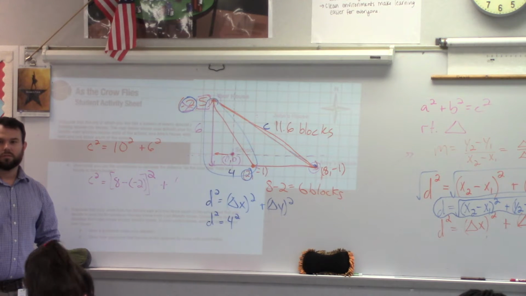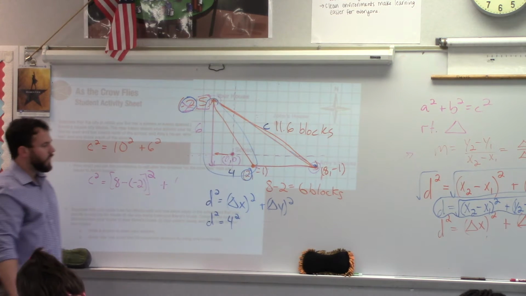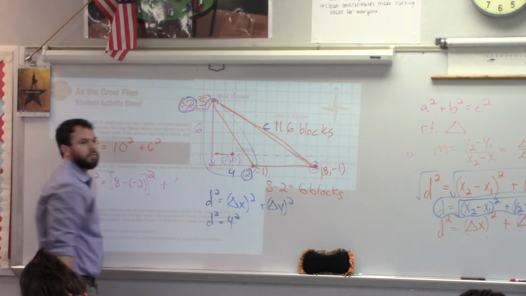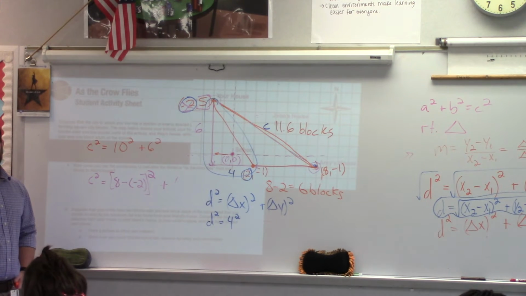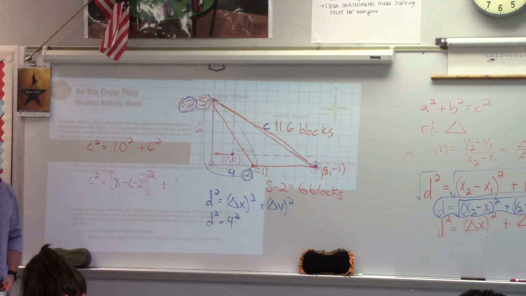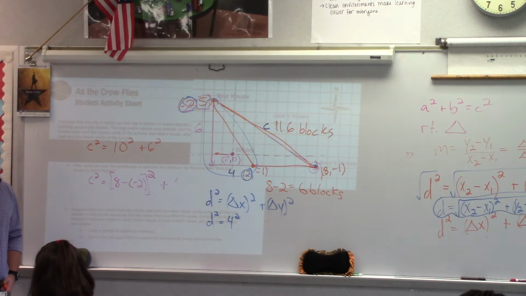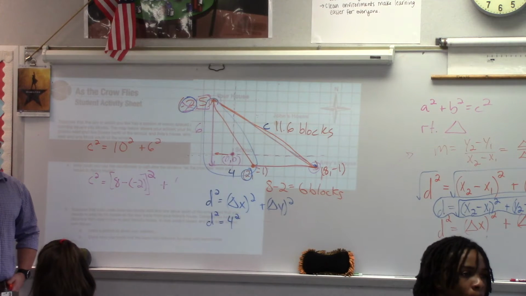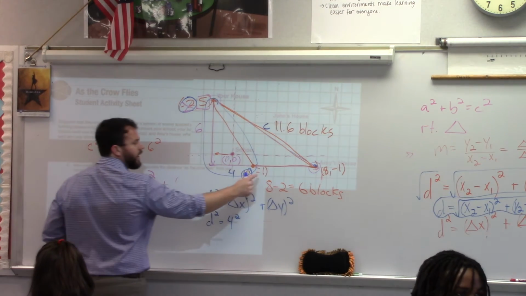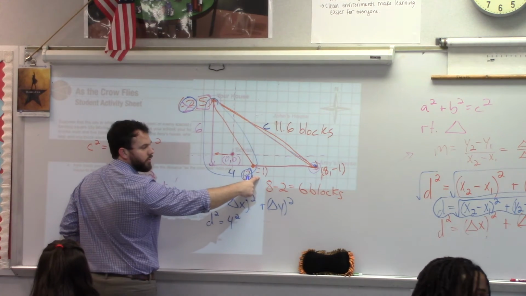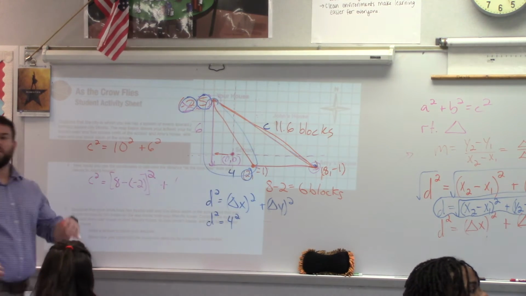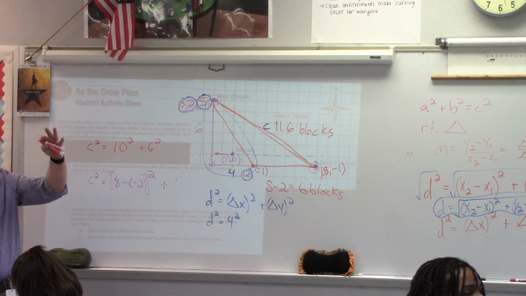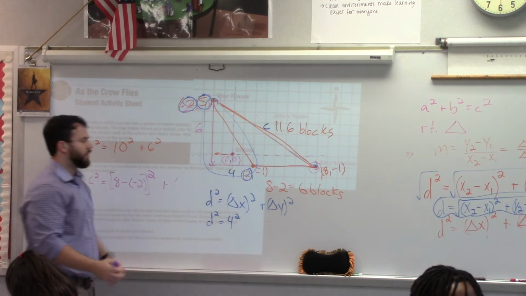I did that, but I didn't get it. I got like 52. Delta y, what do I mean? The change in y. Delta y is the change in y. What is my y value right here? -1. What's it up here? How far apart are -1 and 5? 6.